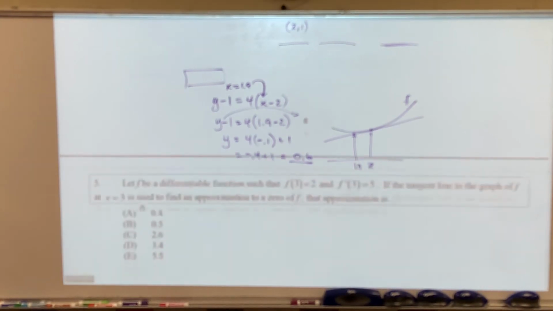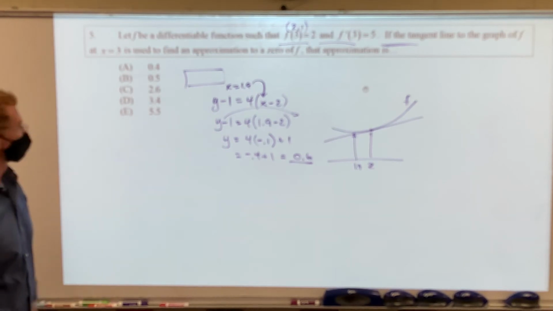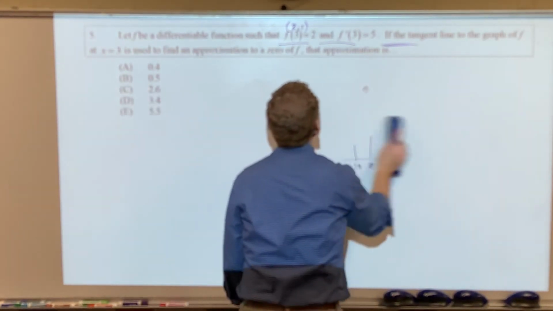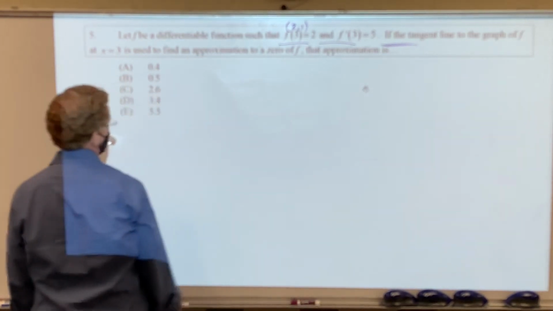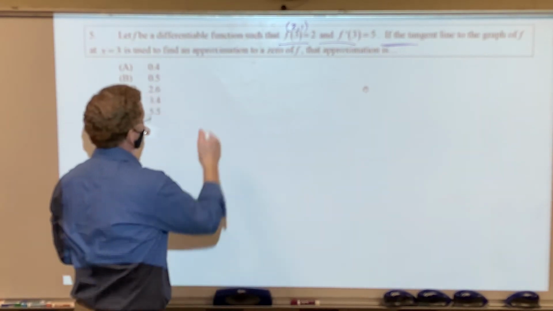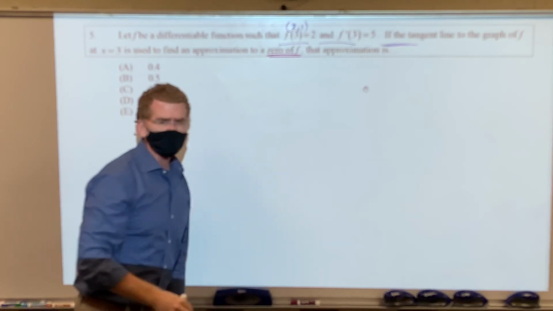All right, look at number 5. Let f be a differentiable function such that f of 3 is 2, f prime of 3 is 5. If the tangent line of the graph of f at x equals 3 is used to find an approximation of a 0 of f, that approximation would be what? So again, I'm trying to find an approximation to a 0 of f. Now, what is a 0 again?